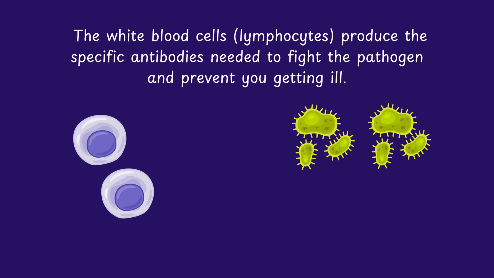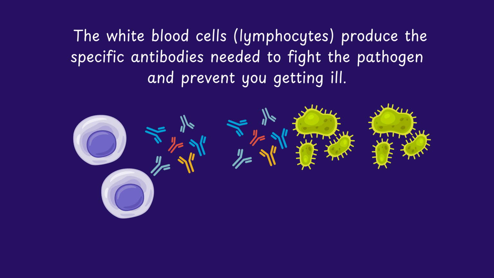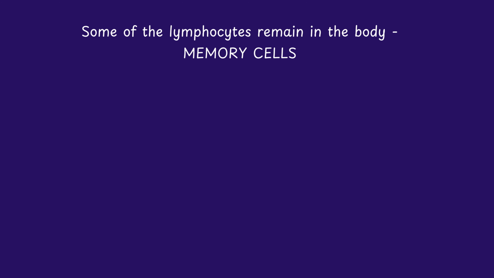Here is how the immune system would respond to the foreign antigens. The white blood cells, to be specific, lymphocytes, they would produce the specific antibodies needed to fight the pathogen. Remember, antibodies bind to the antigen of the pathogen and help to get rid of them. Some of the lymphocytes remain in the body. We call these memory cells. They can remain in the body for many years.